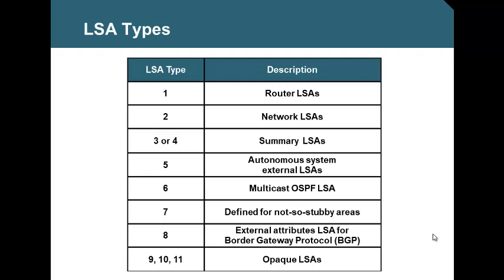When you don't have a DR, for example, you have a serial wire. In a serial wire, which is point to point, there won't be DR, BDR, so there won't be type 2 LSA, because type 2 LSA originates only from the designated router. Type 2 LSA is called network LSA. Type 1 LSA is called router LSA. Type 2 LSA is called network LSA.